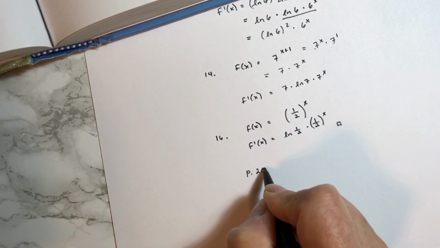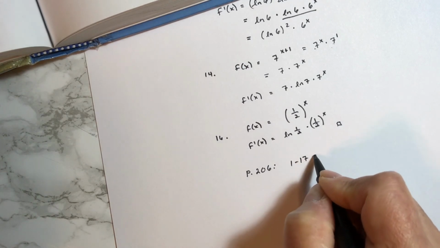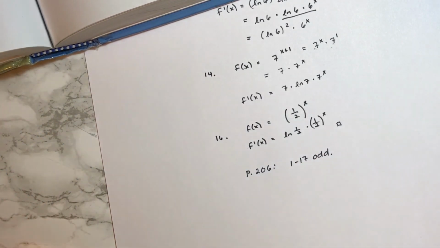So what you're going to do, the homework in this section, is you're going to do page 206, 1 through 17 odd. And you're going to find the derivatives.